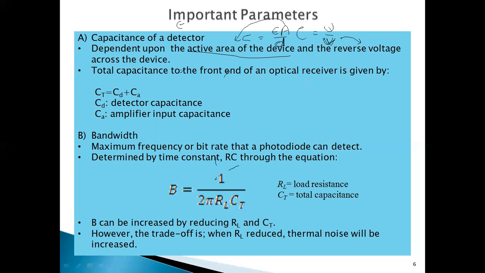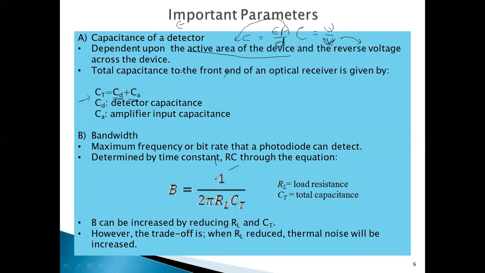Based on this, we can write the total capacitance at the front end of the optical receiver as given by this. Basically, in your receiver circuit, you're going to have two main components. The first one is your detector itself, the photodiode. Then we have the amplifier. Each of these has its own capacitance value. So the total capacitance is given by the summation of CD, which is your detector or photodiode capacitance, and CA, which is your amplifier capacitance. That gives us the total capacitance in your optical receiver.